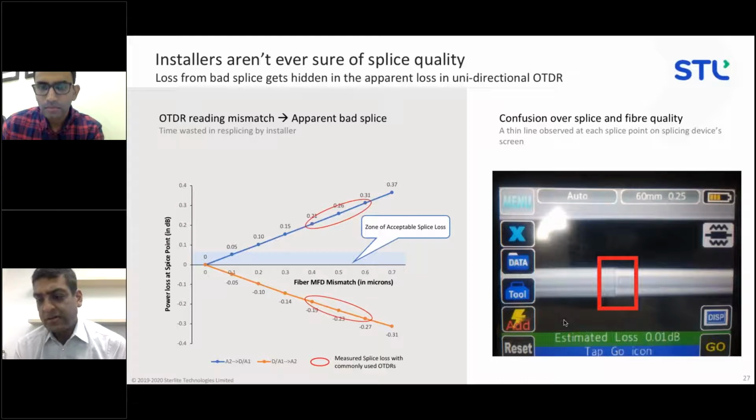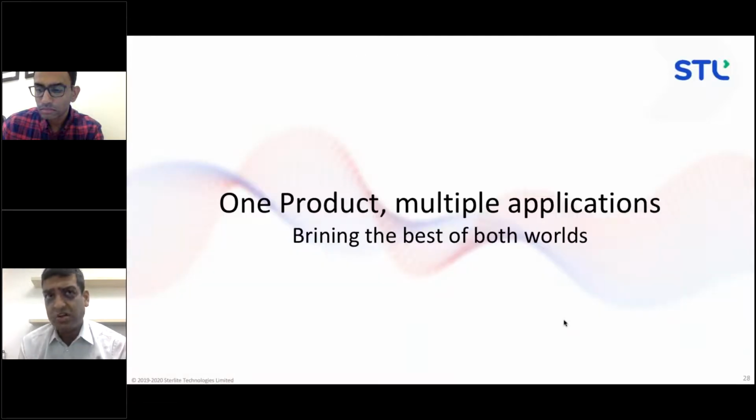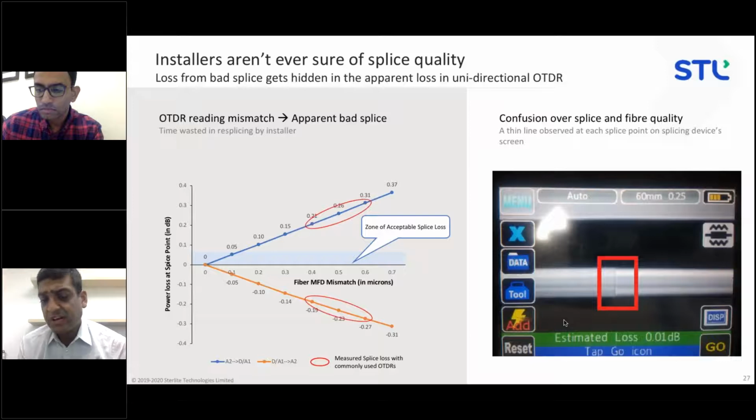And although the estimated loss is fine, that's actually a red flag for an installer. They have to go back, prepare the fibers again, and splice the fibers again, but it's never going to go away. And often this creates a little bit of confusion over the splicing and the fiber quality aspects of what's happening. Now, the unidirectional OTDR is never going to get away from this. The way in which we can solve this is bidirectional OTDR, but that is extremely cumbersome for an installer. If they could help it, they would like to stick to a unidirectional OTDR measurement and make sure that they're getting a good splice the first time, every time.